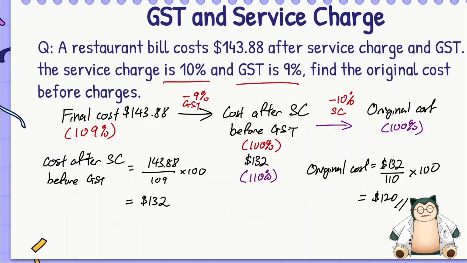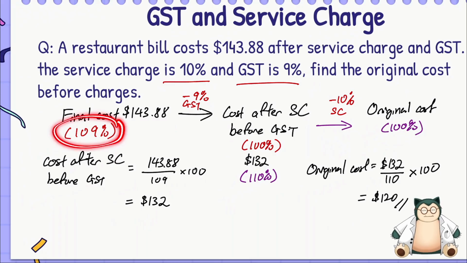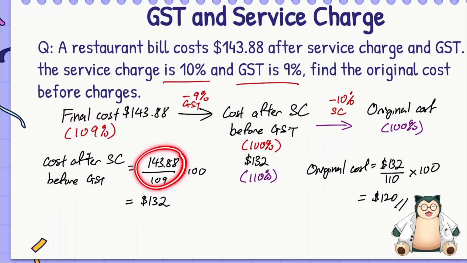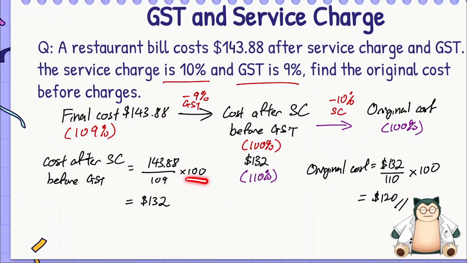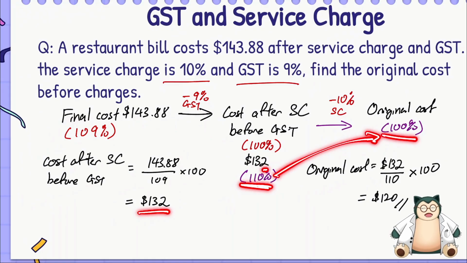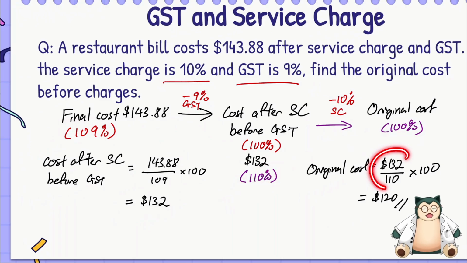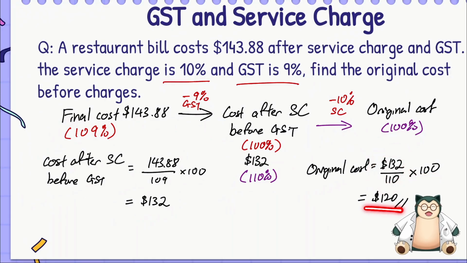Okay, so $143.88, we make it a base of 109%. We're trying to find the initial amount of 100%. So we divide the final cost by 109 and multiply by 100. We get a new value of $132. And then after we get $132, we change it to a new base of 110% to find the original cost of 100% by removing that service charge. Okay, so we take 132 divided by 110, multiply by 100, and that gives us the original cost of $120.